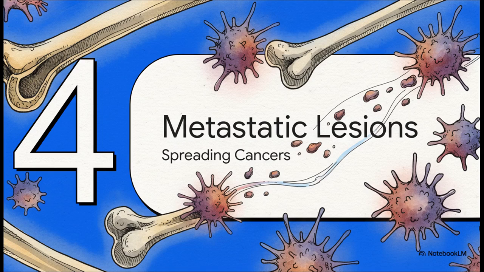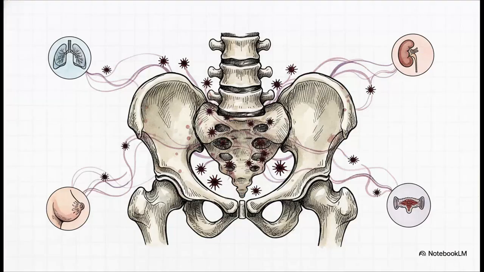Section 4. Metastatic bone lesions. So here is a mind-blowing fact. Most malignant bone lesions, they aren't actually primary bone tumors at all. They are metastases. They arrive from entirely outside the skeletal system.